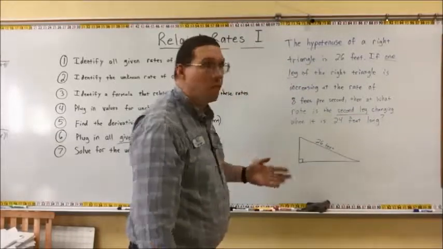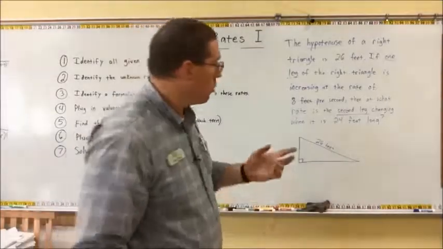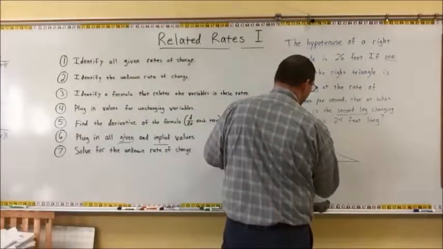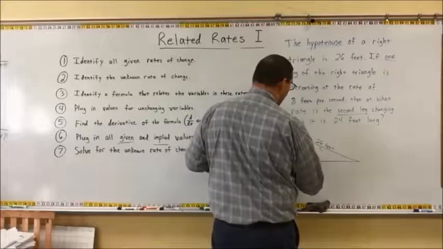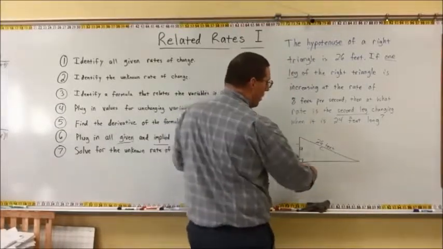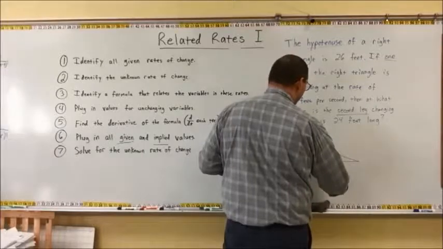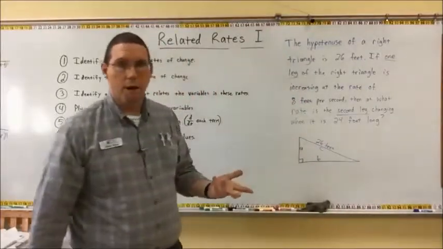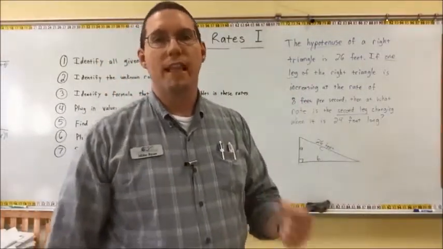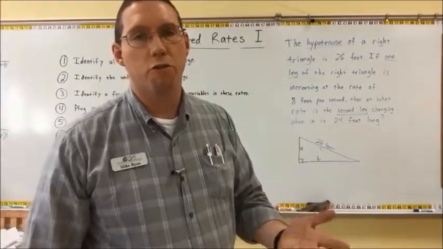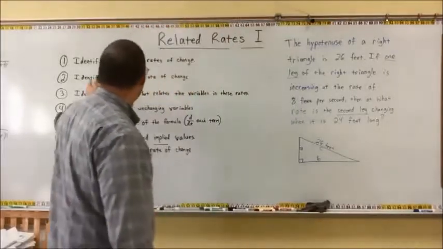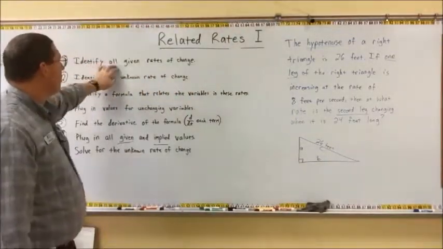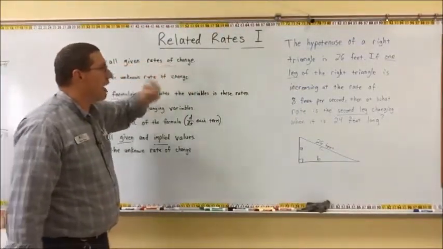And we're dealing with how long they are. So we have the hypotenuse, which is often referred to as C. We have one of the legs, which may be referred to as A, and we have the other leg, which may be referred to as B. Commonly in a right triangle, when we're talking about the lengths of the sides, we often refer to them as A, B, and C. So now, part 1, the first step says identify all given rates of change.